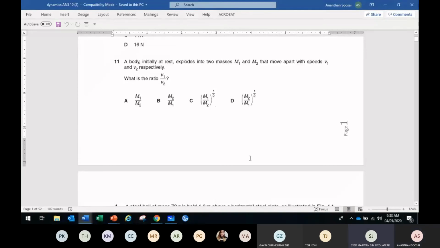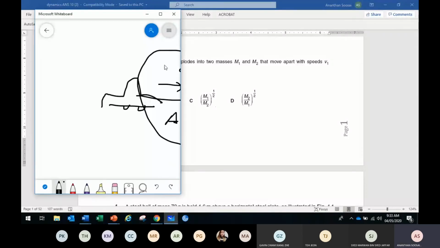So what is the answer? Is it B? Yes, good. B. I think this is a little straightforward now. B is an explosion. A body initially at rest explodes into two masses, M1 and M2, which move apart with V1 and V2 respectively. What is the ratio of V1 over V2?